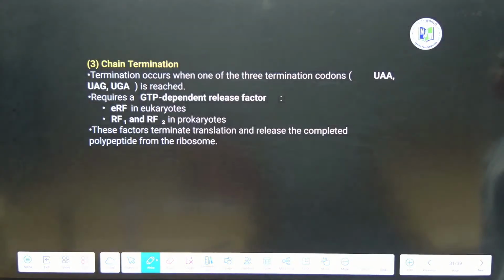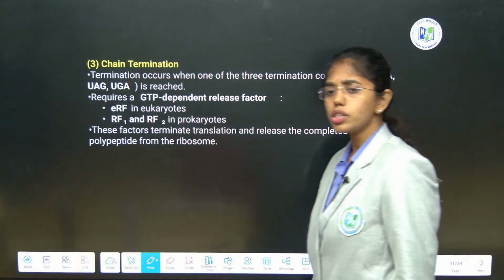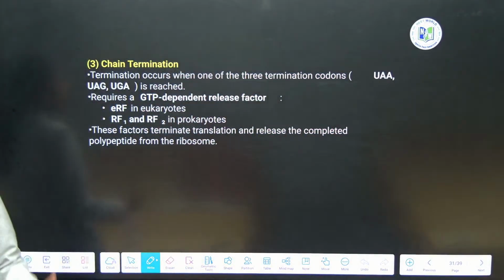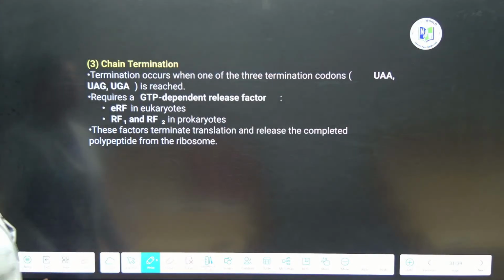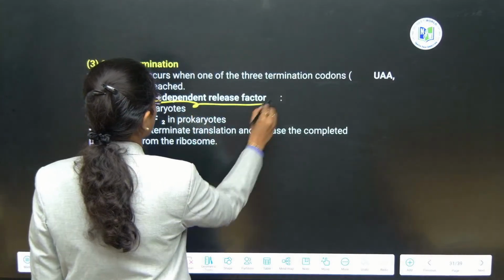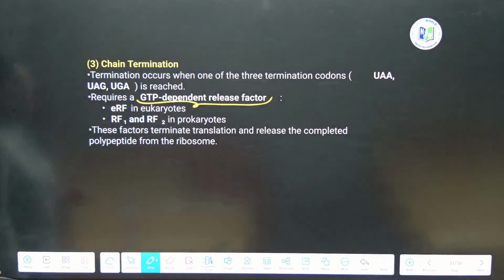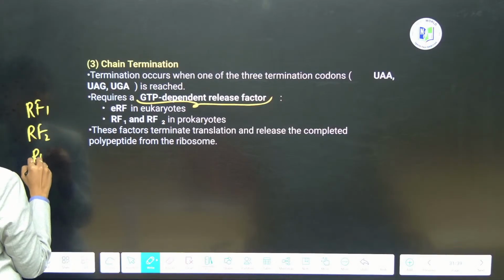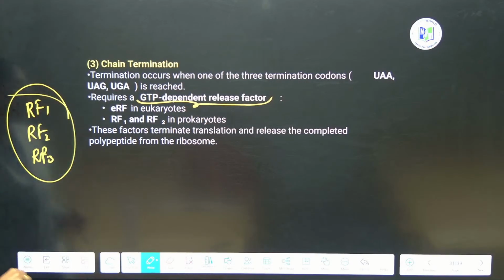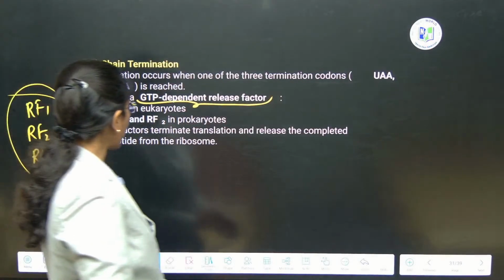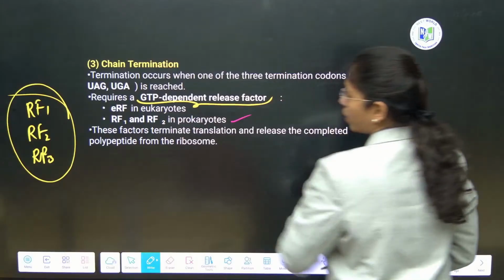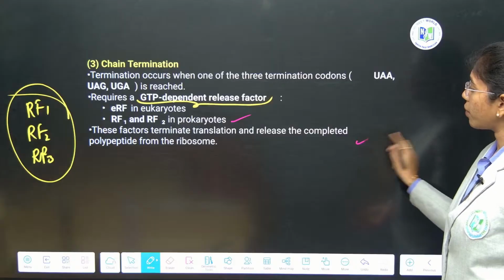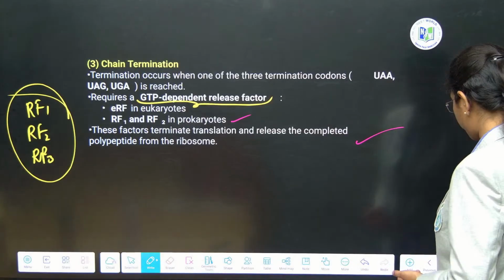Last is the termination process. Termination, of course, involves what? Stop codons, like UAA, UAG and UGA. This requires GTP dependent release factors. What are those release factors we have? Release factor 1, release factor 2 and release factor 3. In eukaryotes there is eukaryotic release factor, and in prokaryotes release factor 1 and 2. These factors will terminate the translation and release the complete polypeptide from the ribosome. This is chain termination. Fine.